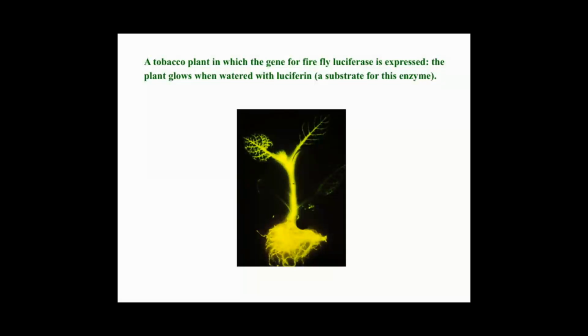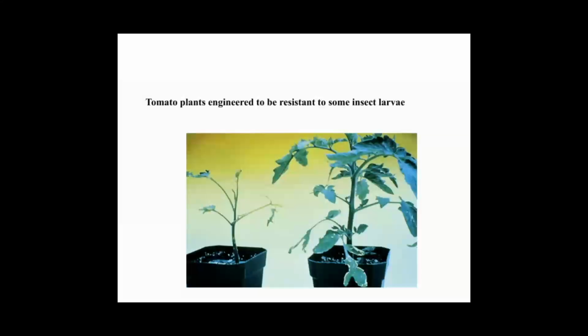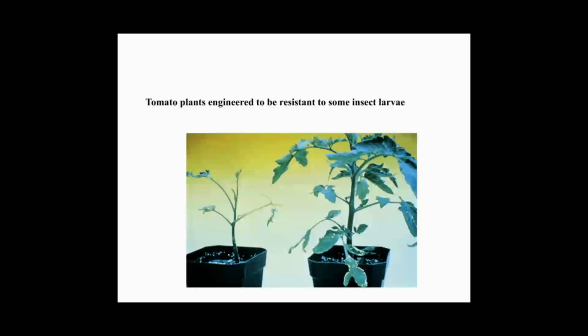Now, here we see an exciting development in agricultural biotechnology. Tomato plants that have been engineered to be resistant to some insect larvae. What this means is that scientists are modifying the plants at a genetic level to produce certain traits that can deter or even defend against pest attacks. Essentially, these plants are better equipped to survive and thrive without the heavy reliance on chemical pesticides. This approach not only helps improve crop yields, but also promotes more sustainable farming practices by reducing chemical use, which is better for the environment and farm workers.